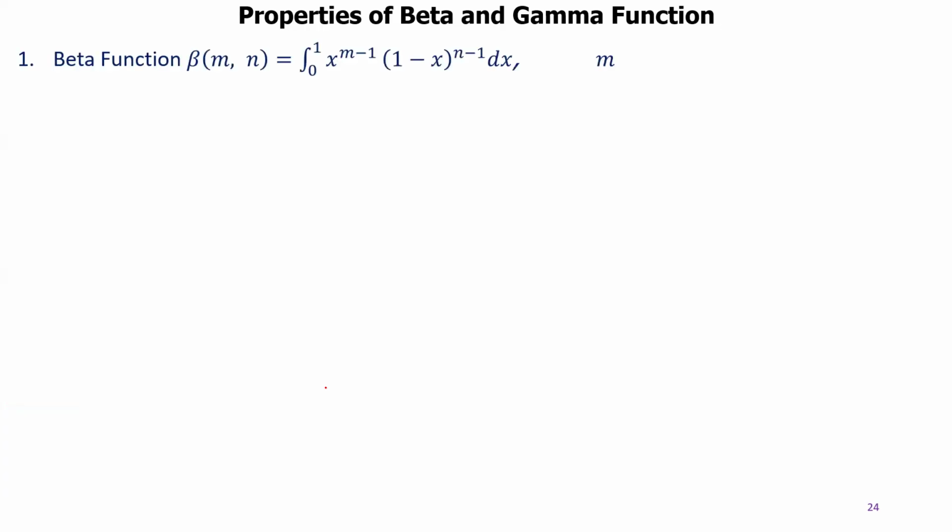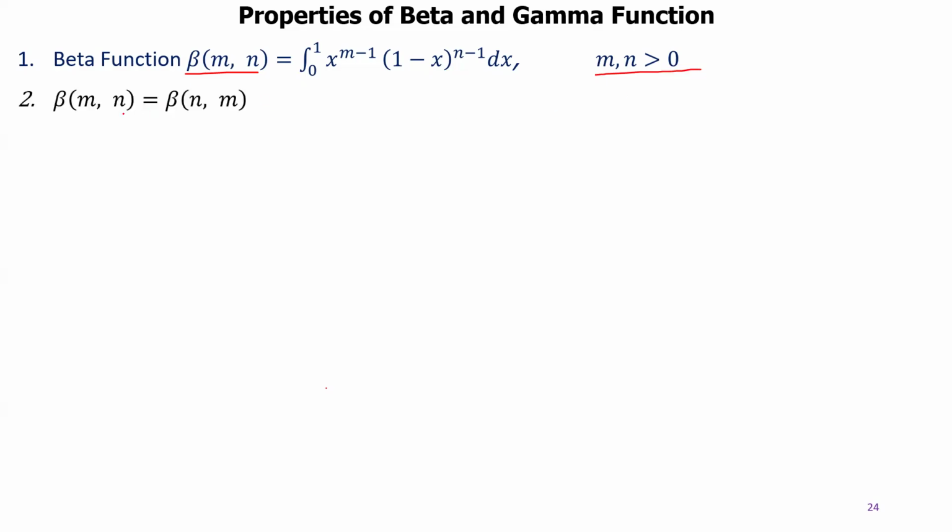In this lecture, we discuss some properties of beta and gamma function. Also, we define what is beta function. Beta function is denoted by beta of m, n and defined as integration under the limit 0 to 1 x to the power m minus 1 into 1 minus x to the power n minus 1 dx, where m and n both are greater than 0 or positive numbers.